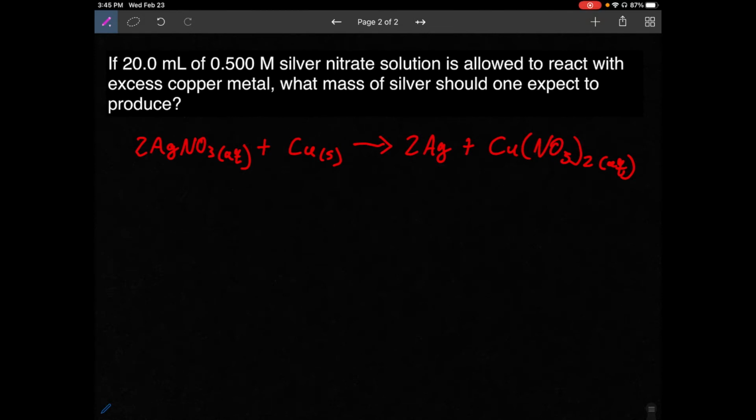Okay, so first of all, this is not a limiting reactant problem. Not limiting reactant. Why? Because it says we have excess copper. So the limiting reactant is silver nitrate. We don't have to determine that. What do we know about the silver nitrate?